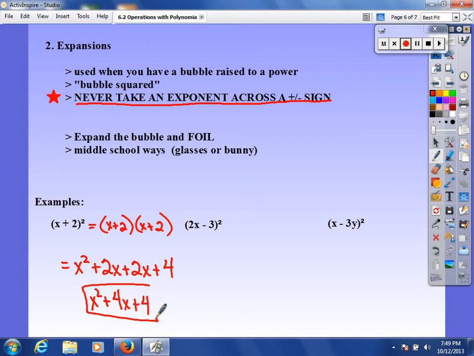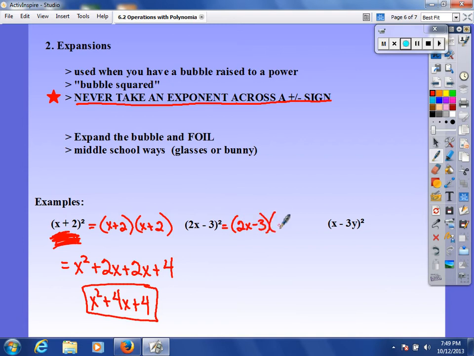There it is. Now, again, if all we did was go x squared plus 4, notice we're missing our linear term, that middle term. So that is not going to be good. We do not want to take an exponent across the plus or minus sign. Here's another example. I cannot just square the 2x and square the 3. I wish you could. It'd be so easy. Unfortunately, we can't. Let's expand.